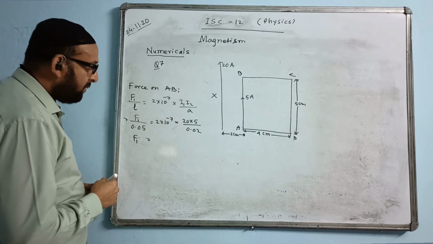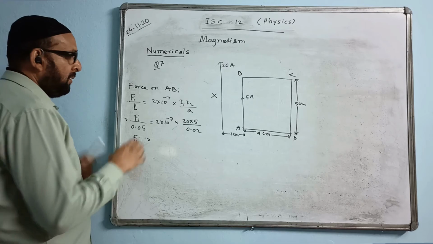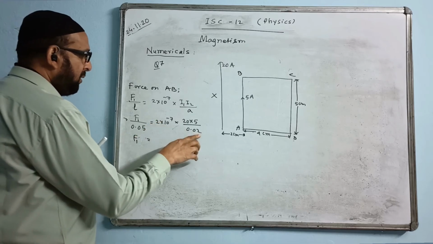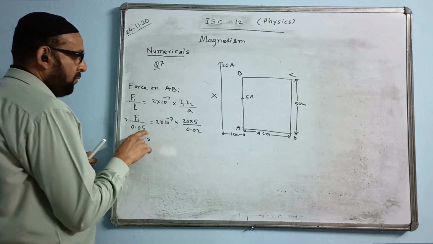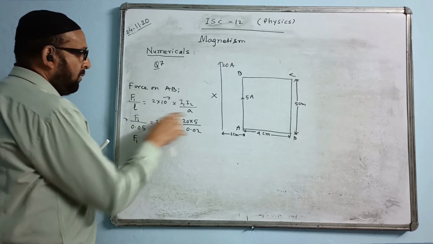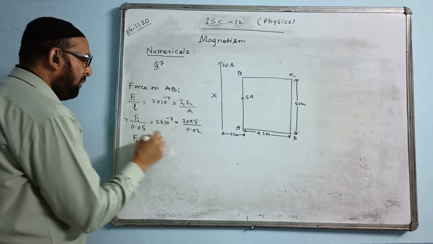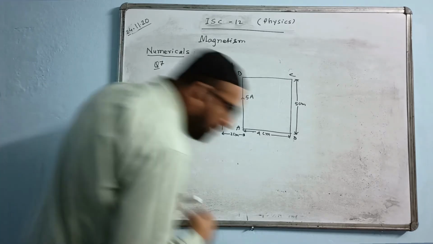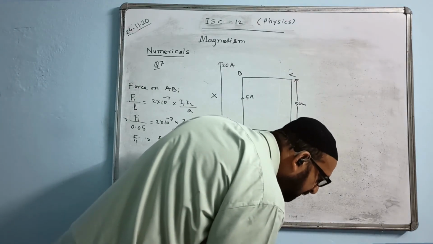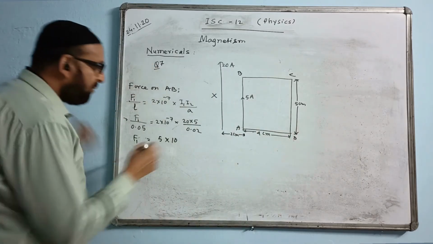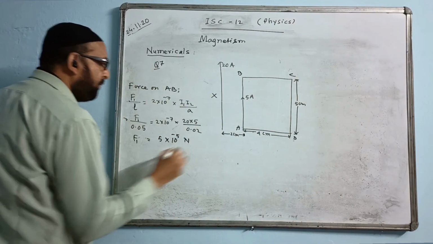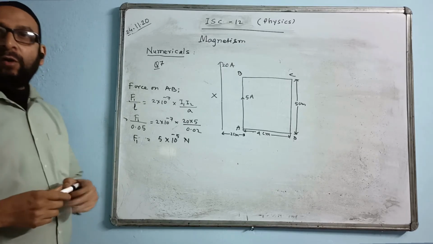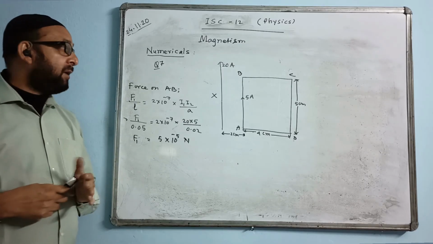Calculate everything. Check what answer is coming. I will tell you the answer should come 5 into 10 to the power minus 5 Newton. And what direction will it come? Let us check on that direction.